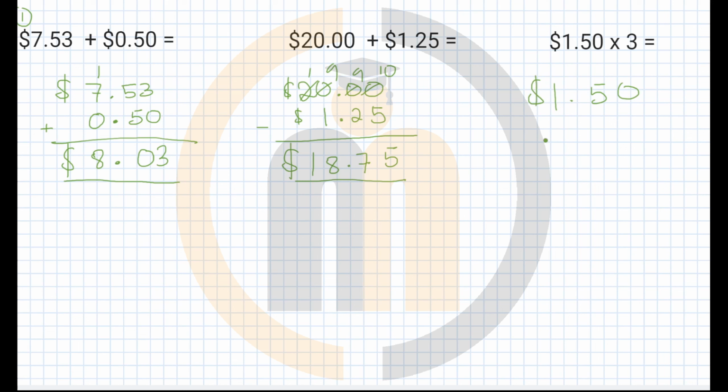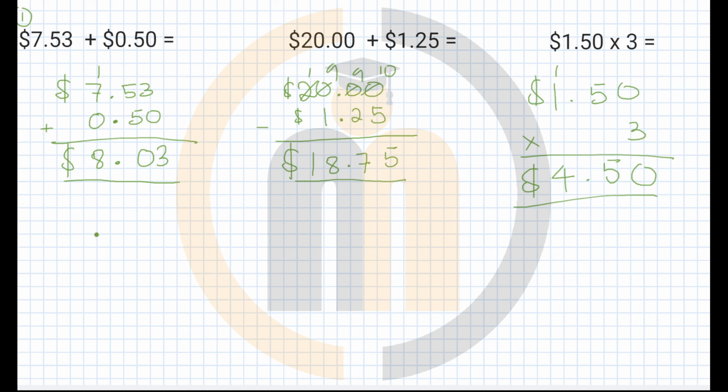Now lastly, we also have multiplication. In multiplication, usually the dollar sign is there, and this will be just a number on its own. 0 times 3 is 0, 3 times 5 is 15, 1 goes up, 1 times 3 is 3, plus the 1, you get $4.50. So it works the same as any other problems you've had.